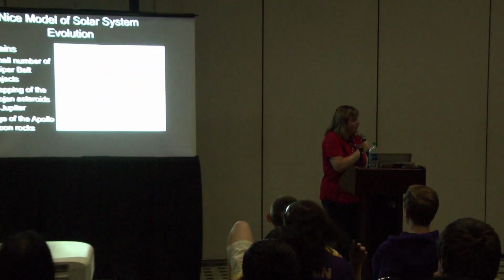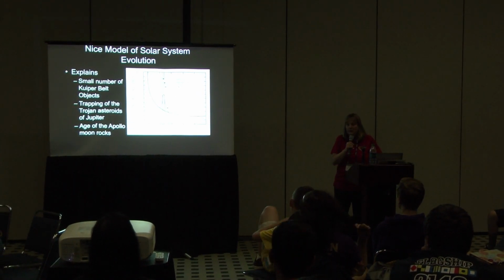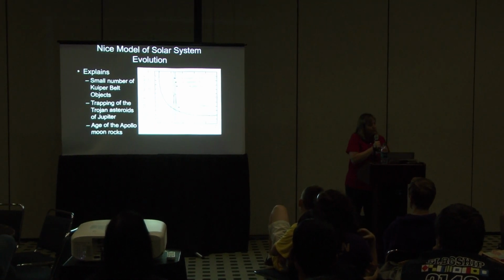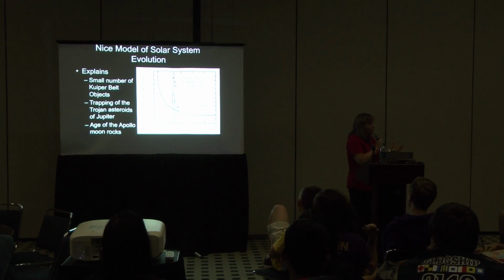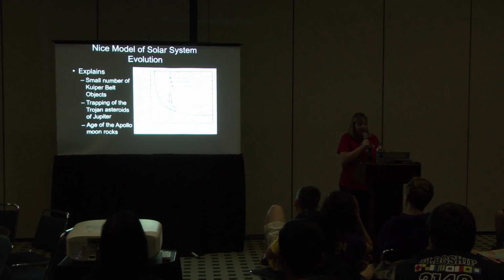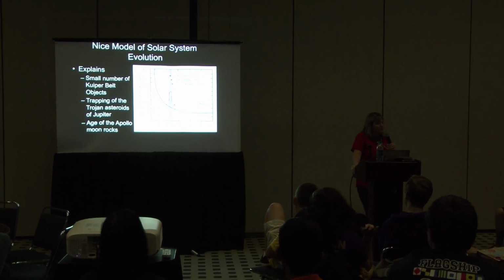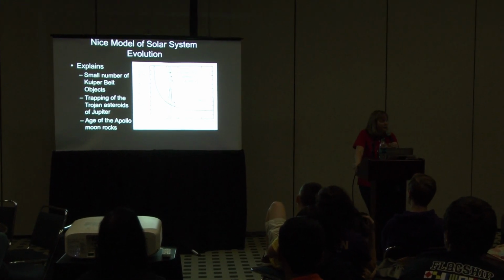I look at the data, I look at the evidence, I try and come up with theories and models that explain what we see. And all the other models of solar system formation had many more Kuiper Belt objects than we see today. It also couldn't explain how we got Trojan asteroids, and I'll explain what those are in a minute. And it also became really confusing when we got the Apollo moon rocks back.